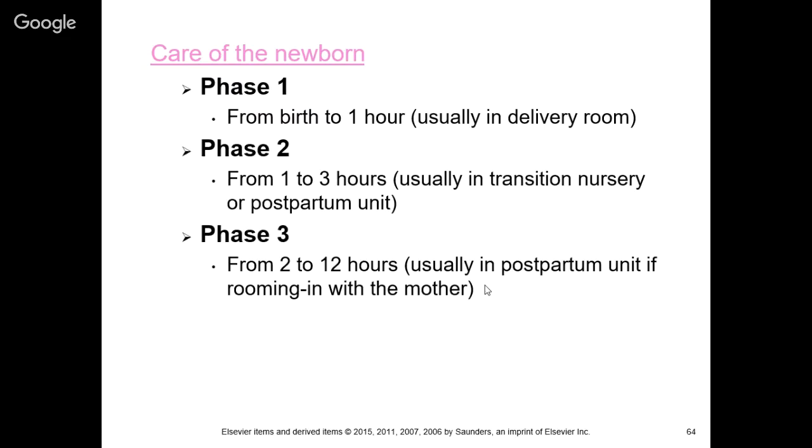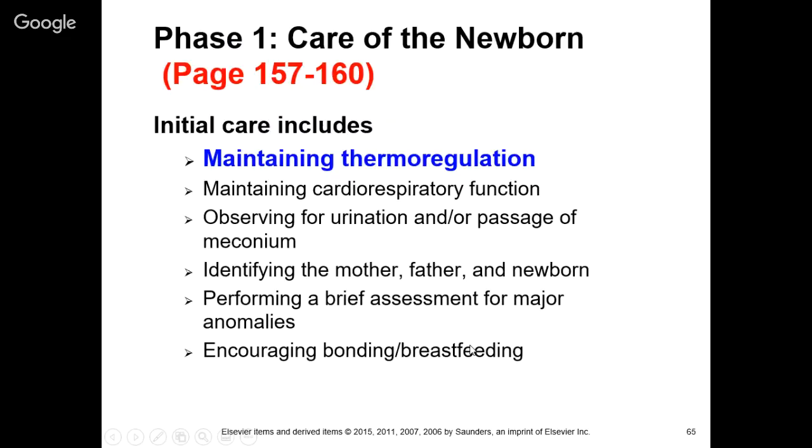So, care of the newborn. You don't need to know this, but there are different phases. So, initial care: maintaining thermal regulation is the number one thing. Babies do not have the ability to keep themselves warm. They do not have the ability to shiver. When we get cold, we shiver, the little erector pili muscles on our hairs stick up and we have little goosebumps. Infants do not have the ability to shiver immediately after birth.